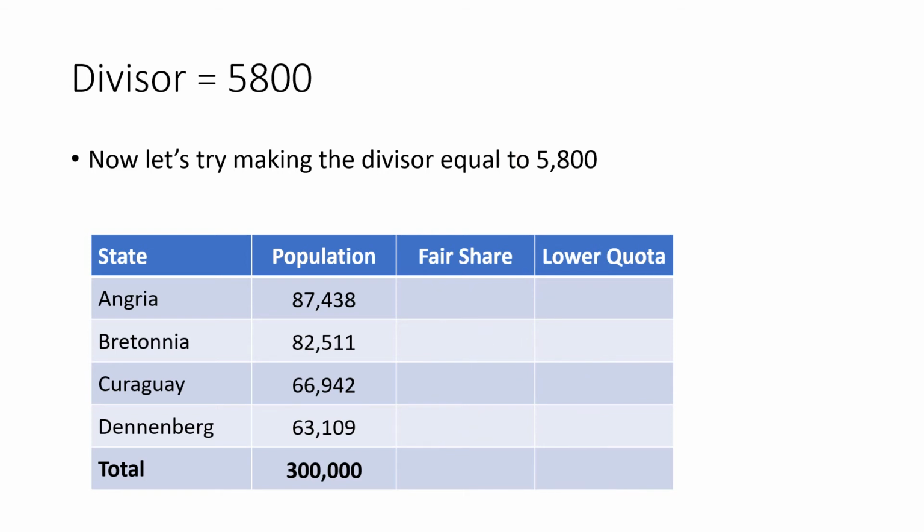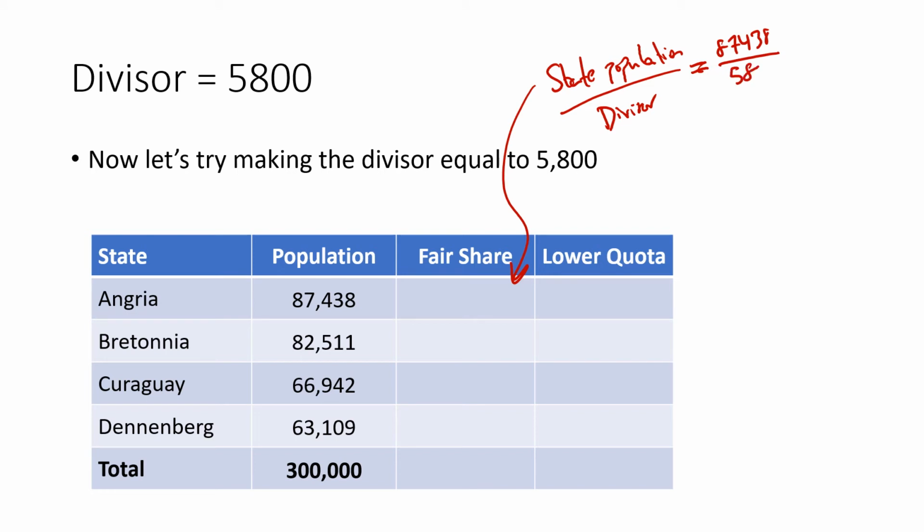And again, we're going to do the same type of calculation. For this fair share, we're going to take the state's population and divide it by the divisor that we're using. So third time's the charm here, we hope. So we got 87,438 divided by 5,800. Again, grabbing my calculator. Definitely can't do these ones without a calculator. So 87,438 divided by 5800 works out to be 15.07.